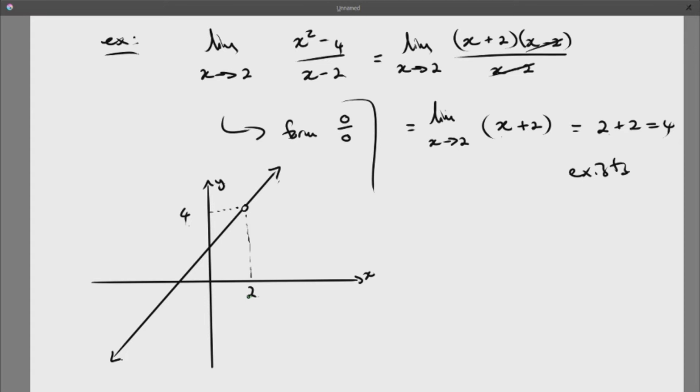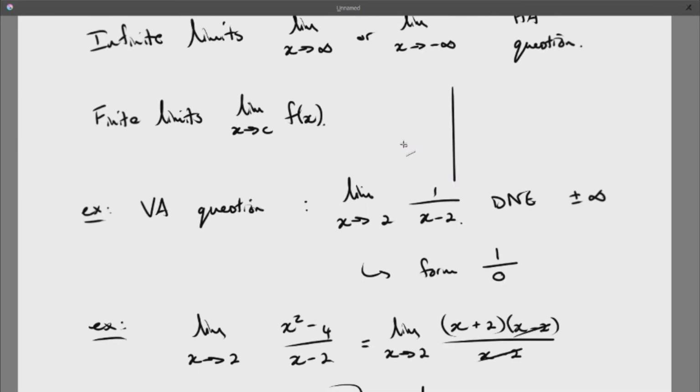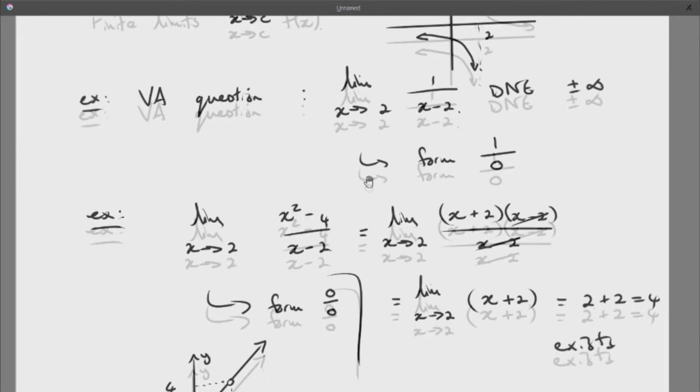It's more of a technicality than a fundamental vertical asymptote property of this function that I'll put over here, which is a shift to the right. There is a fundamental property in the function: when I approach 2, the y value blows up. Okay, so let's explore this 1 over x minus 2 a little bit.